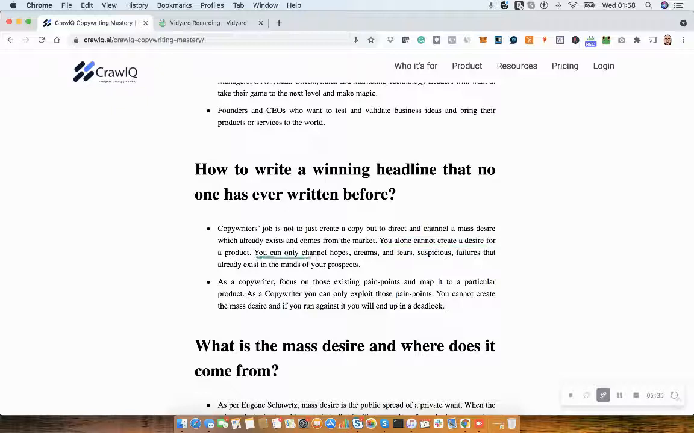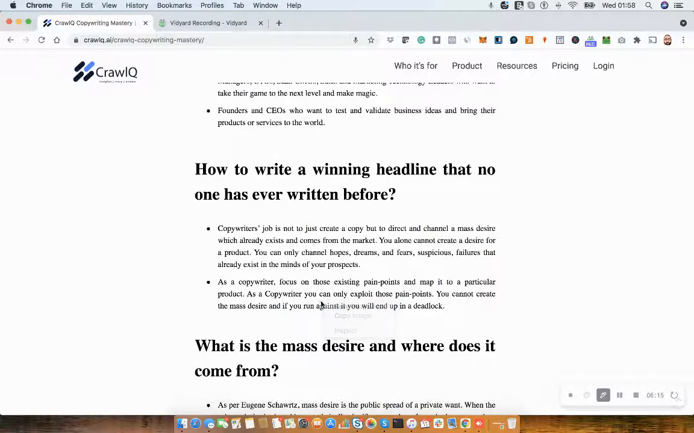You can only channel hopes, dreams, fears, suspicions, failures. Again, you alone cannot create a desire for the product. You need to understand this. You can only channel hope, dreams, fears, suspicion, failures that already exist in the mind of your prospect. As a copywriter, your focus is on the existing pain points, and you map those pain points to your product or service. You can only exploit those pain points.